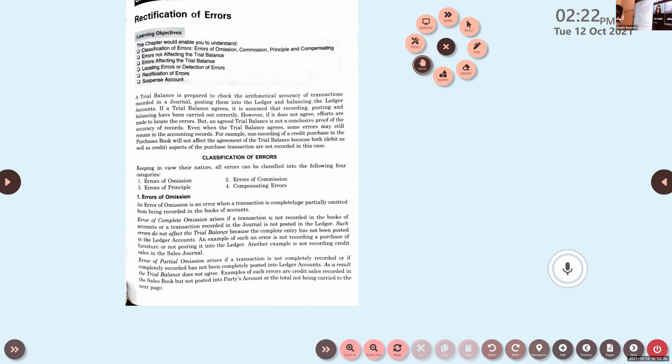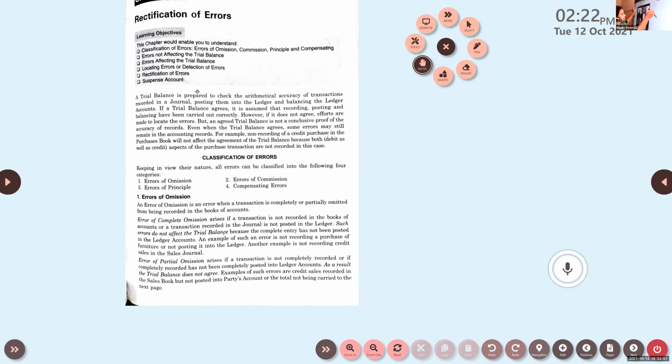What happens in error of partial omission? As a result, trial balance does not agree. Examples of such errors are credit sales recorded in the sales book but not posted in the party's account, or the total not being carried to the next page.